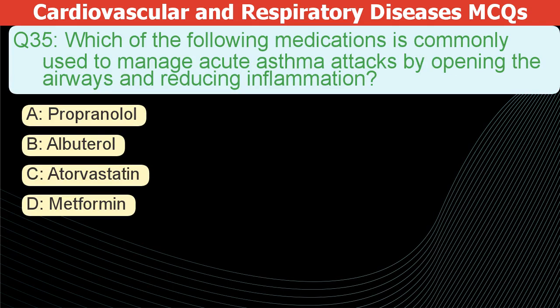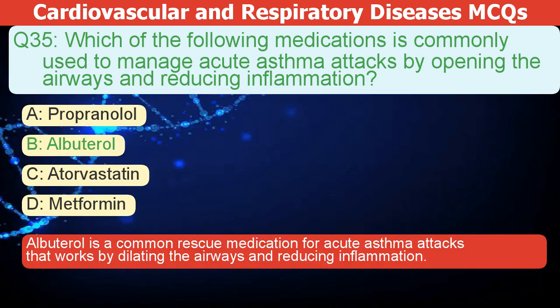Which of the following medications is commonly used to manage acute asthma attacks by opening the airways and reducing inflammation? A. Propranolol. B. Albuterol. C. Atorvastatin. D. Metformin. The correct answer is B. Albuterol is a common rescue medication for acute asthma attacks. It works by dilating the airways and reducing inflammation.